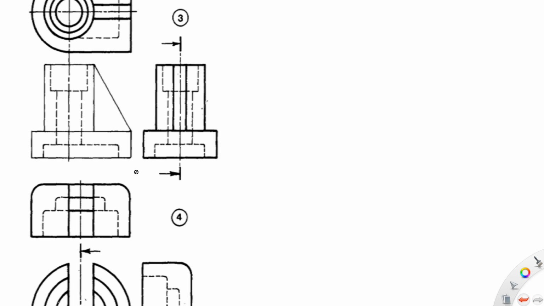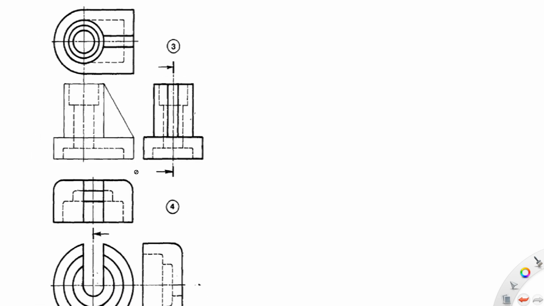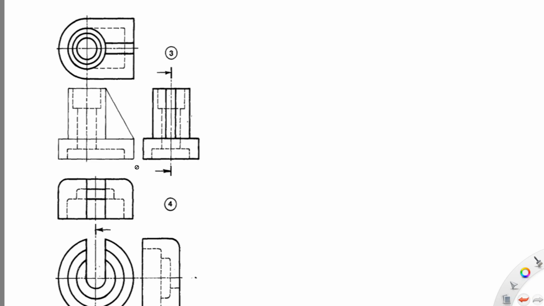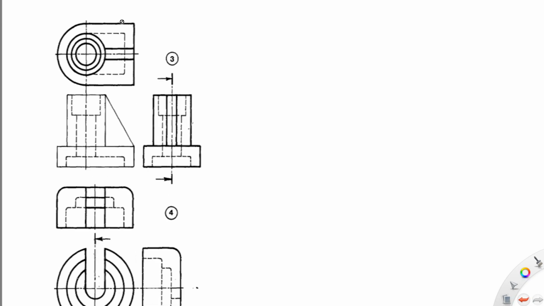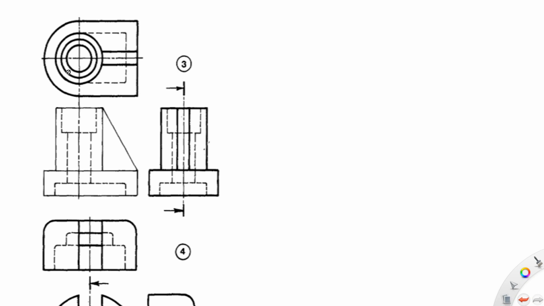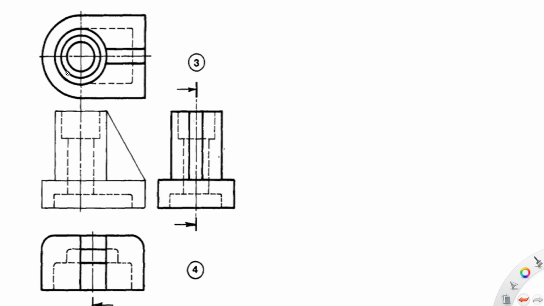So let's look at these ones here. Here we are looking at item 3. So this is third angle projection. We have two views down and then one up. This is the plan. Let's take this as the plan. And then we have this as the front view. And we have the end view over here.